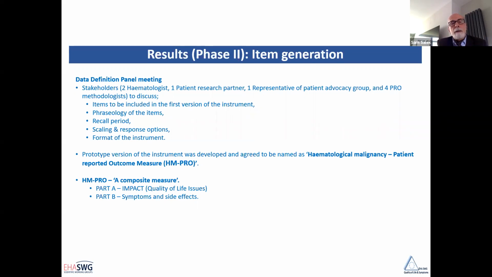And finally, after 2 days, 10, 12 hours a day working on this, we came up with the prototype HM-Pro, which we also decided would overcome some of the inefficiencies or perhaps inadequacies of the other measures that have been used, by developing a composite measure having 2 parts: one part to be the quality of life aspect, and the second part, part B, to be the symptoms and the side effects.